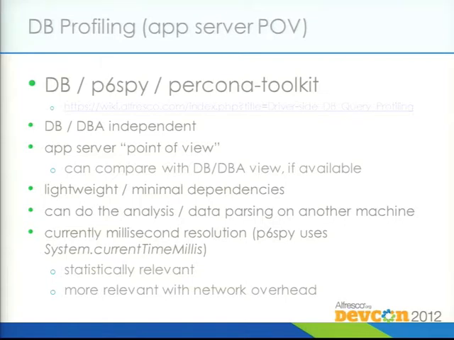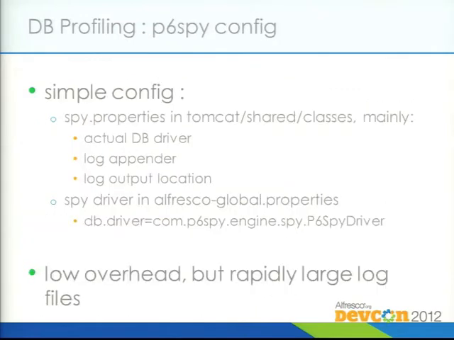It's statistically relevant, I would say, especially if you have the network in between, because then you most likely are going to have response times over 1 millisecond. If you are using a database locally and you have nanoseconds, then you might have some less relevant results, but it's still statistically relevant. As I said, it's very simple to configure. Just put a file, this is a spy.properties file. You can just drop it in Tomcat shared classes. Mainly, you just configure the DB driver, log appender, and the output location, and that's basically it.